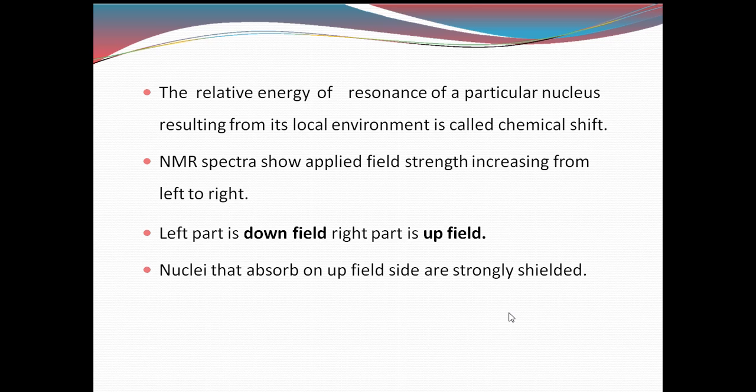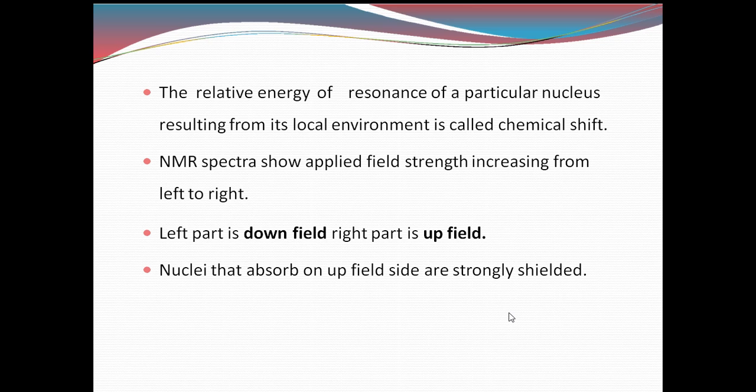NMR spectra show the applied field strength increasing from left to right. Generally in a spectrum we see it this way, but in the case of NMR spectra, the x-axis is shown as increasing magnetic field. That means from left to right the magnetic field increases. The left part is the downfield and the right part is the upfield. Downfield means low field strength, and upfield means high field strength. Nuclei absorbed on the high field side are strongly shielded.